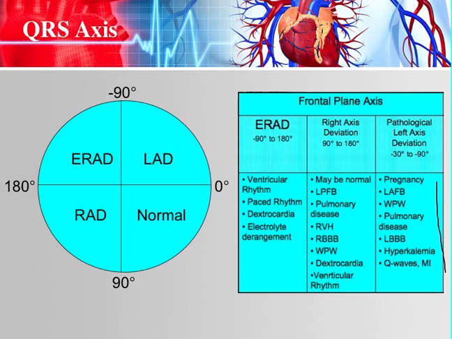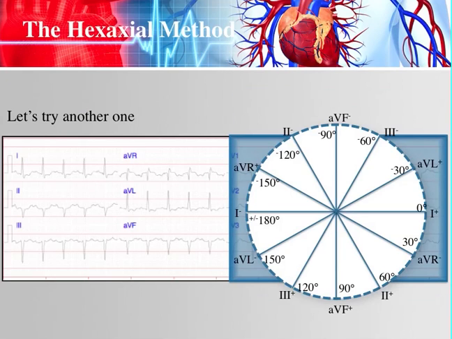So looking here at this list, the most common cause is probably a left anterior fascicular block, and you'd have to rule out everything else to sort of discover what it is. This is probably a left anterior fascicular block causing this left axis deviation.